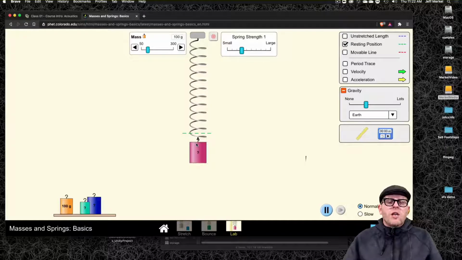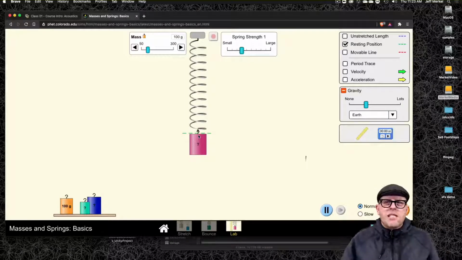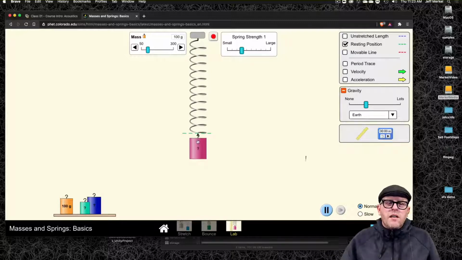Now, what's interesting, if I grab this thing and I make it not go as far, if I make it just go a little bit up and down around this point, is it going to go faster, slower, or stay the same? Just think about that for a second. If I make it go less distance, is the frequency going to go faster, slower, or stay the same? Well, let's try it out.